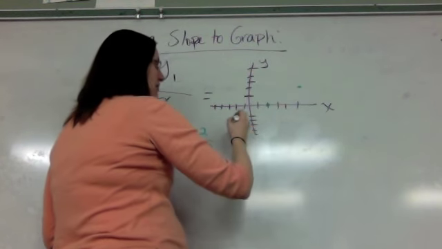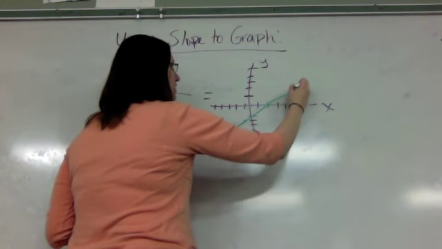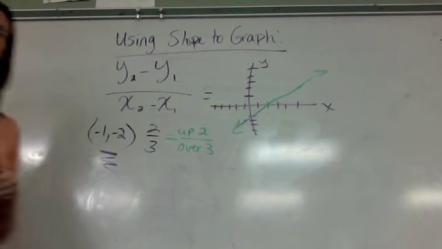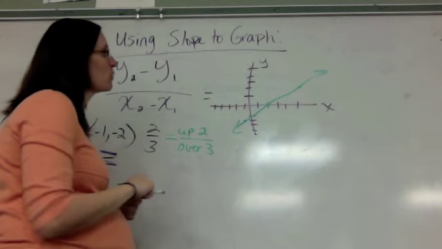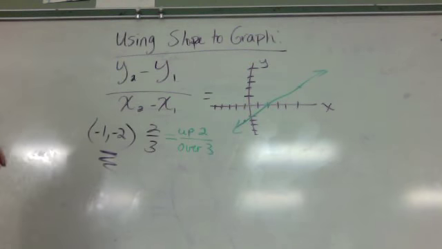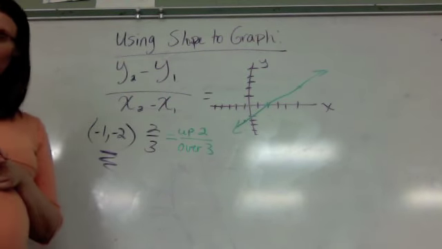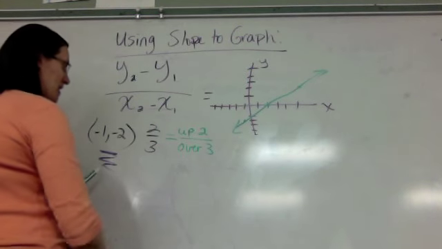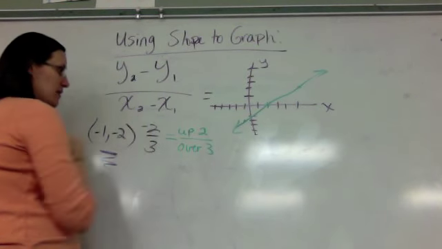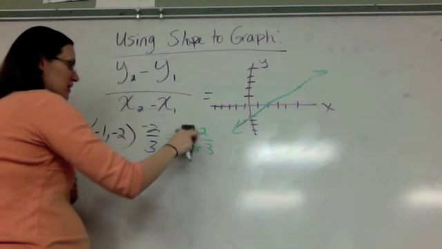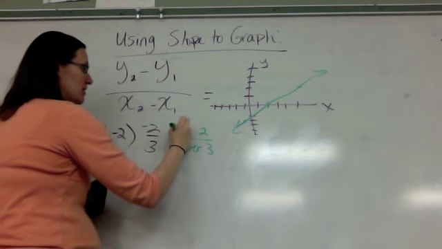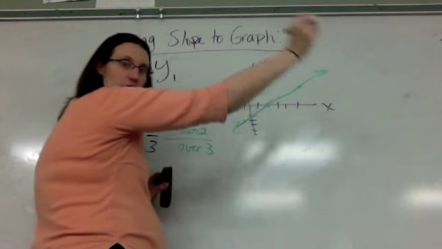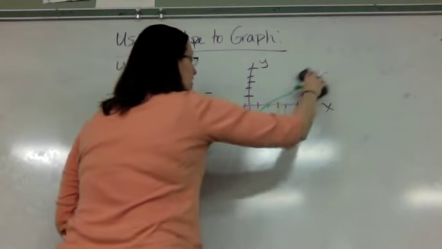And once I've done that about 3 times, I have 4 to 5 points, I can connect my dots and draw a line. Obviously mine is not the best because I just sketched that quick, and I don't have an actual graph paper in front of me. But that is how you use slope to graph. Now, if this was a -2, the only thing that would change is from my starting point, I would go down 2, but I would still go over 3 to the right.